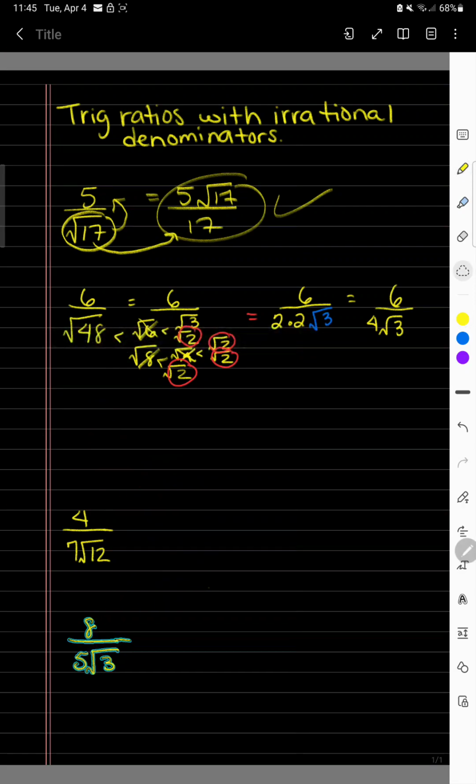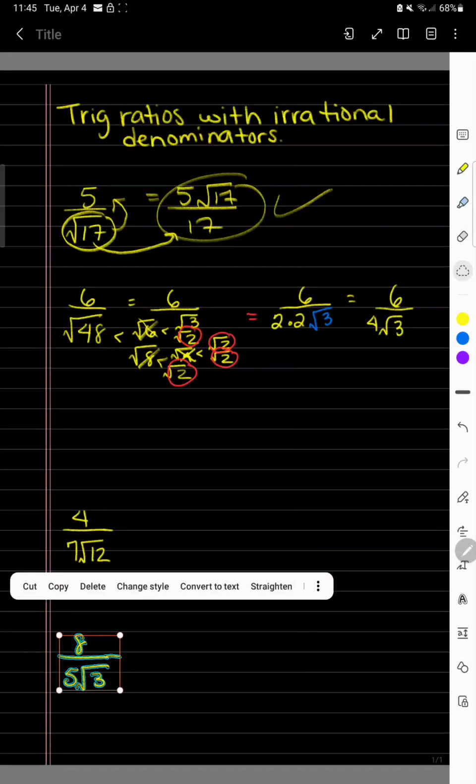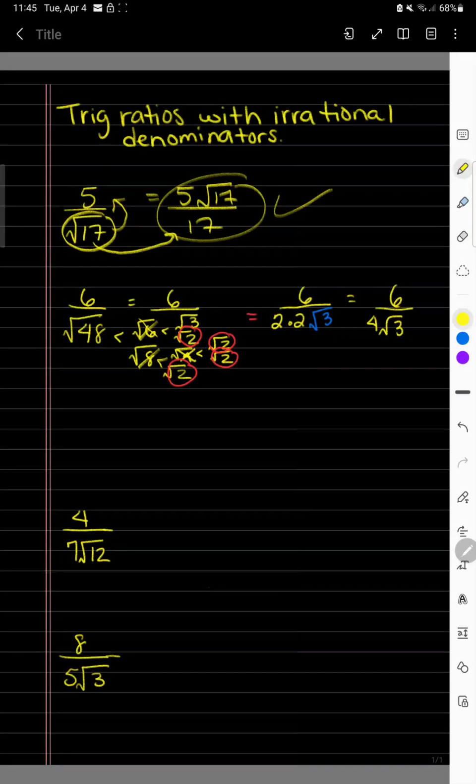So I'm going to scoot this down here. So now to rationalize our denominator, we have 6, 4, 3. So I said earlier that we can just bring the square root part up. For the 17, we brought the 17 up. We're not gonna bring up the 4. The 4 is not part of our square root. So we have 6 with the square root of 3 now.